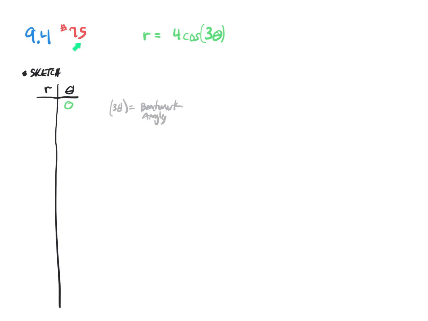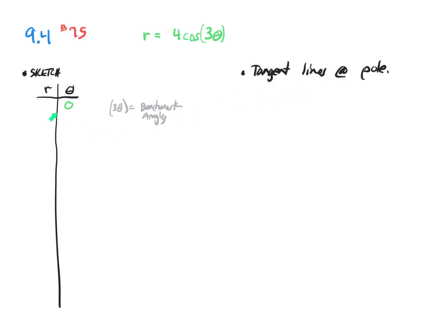All right, on number 75, they ask us to sketch this curve, and you could do it with technology, but I also expect you to be able to do it without. So I'm going to do an example of without. And then it also asks for you to find the tangent lines at the pole. So we'll do that second.